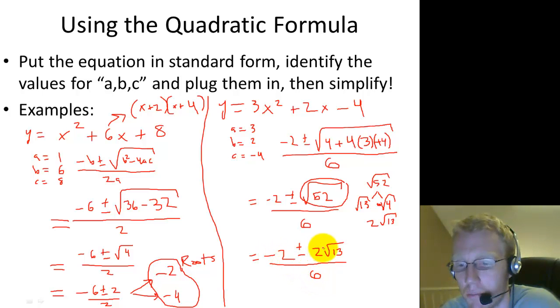And we can see that the numerator has a 2 and the denominator has a 6, so we can change this to a 1 and a 1 and a 3. Essentially, reduce everything by a factor of 2. So our final answer is negative 1 plus or minus the square root of 13, all divided by 3.